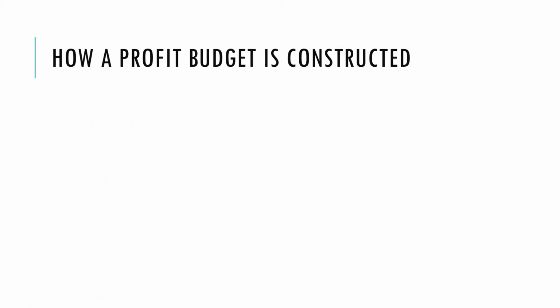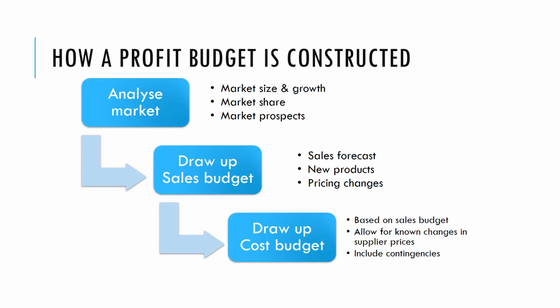So how might a business go about constructing a profit budget? Well, the first step is to analyse the market, really have a good understanding of the market in which the business is based. What are the prospects for the market? What is their likely market share? Is it growing? Is it shrinking? Exactly the same sort of things they were doing when they were forecasting sales. With that information, you can then draw up an accurate sales budget. So take your sales forecast, include any new products or any price changes that you're planning, and come up with a prediction or a target for the amount of revenue that you're expecting.